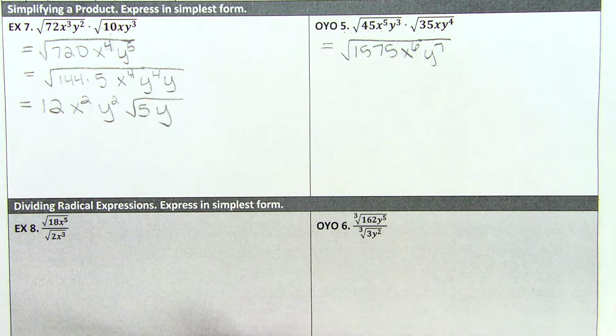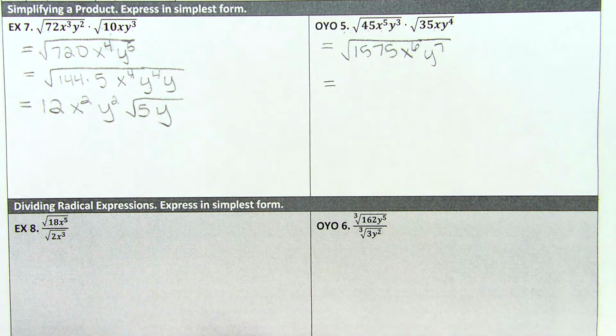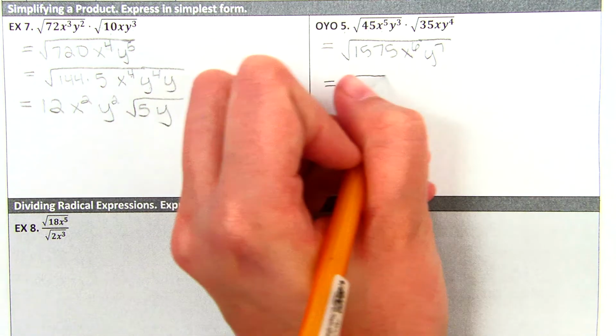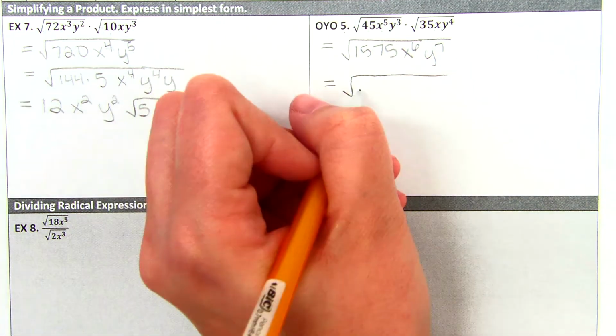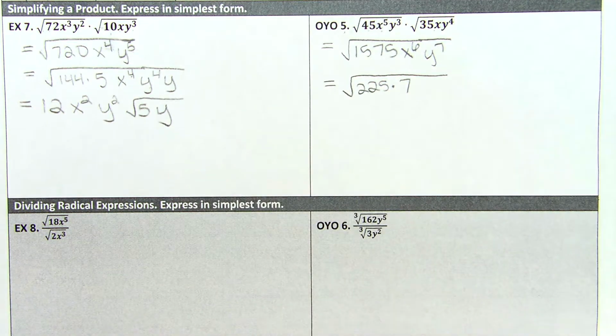Now we need to simplify this. Again, we're going beyond those perfect squares to 10. The largest perfect square that goes into 1,575 is actually going to be 225. So that is 225 times 7.